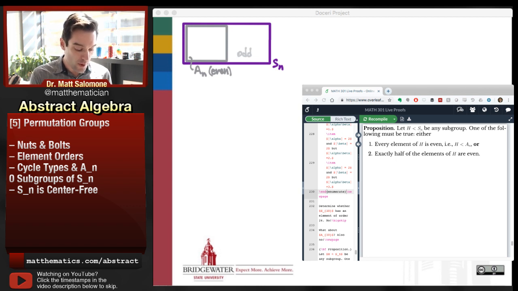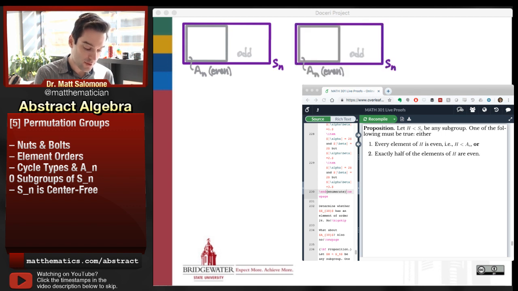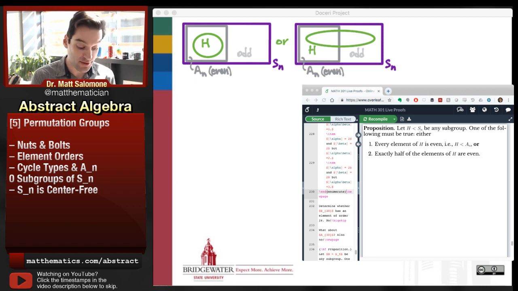And so what this proposition is saying is that if I have absolutely any subgroup, let's call it H, absolutely any subgroup of Sn, then there are only two possibilities. Either the subgroup H completely lives within An, or if it does not live completely within An, then it lives exactly half within An, and the other half is outside of An.